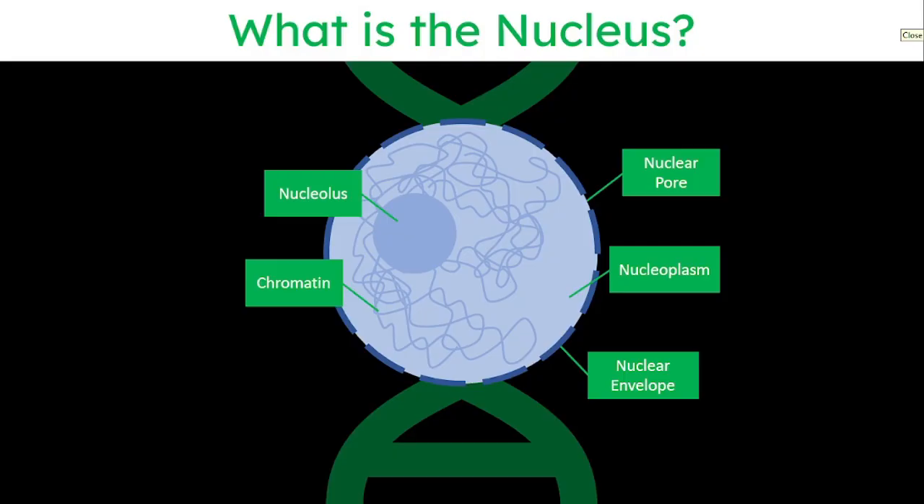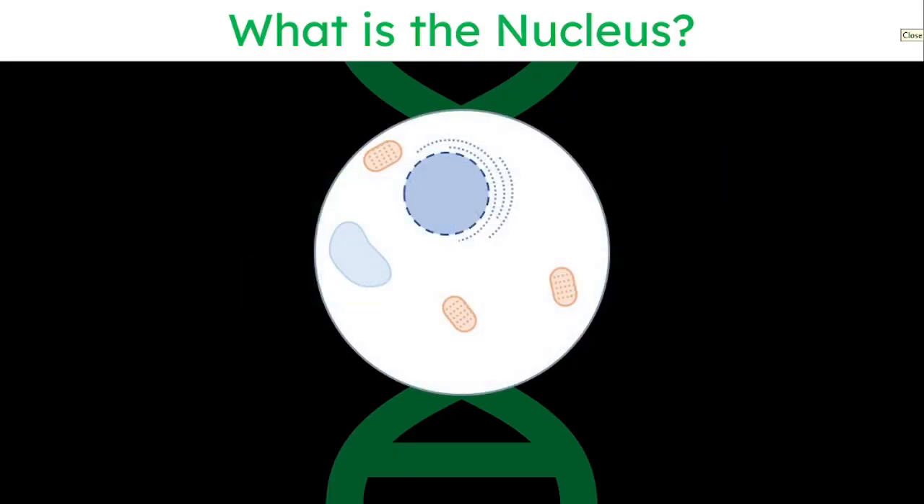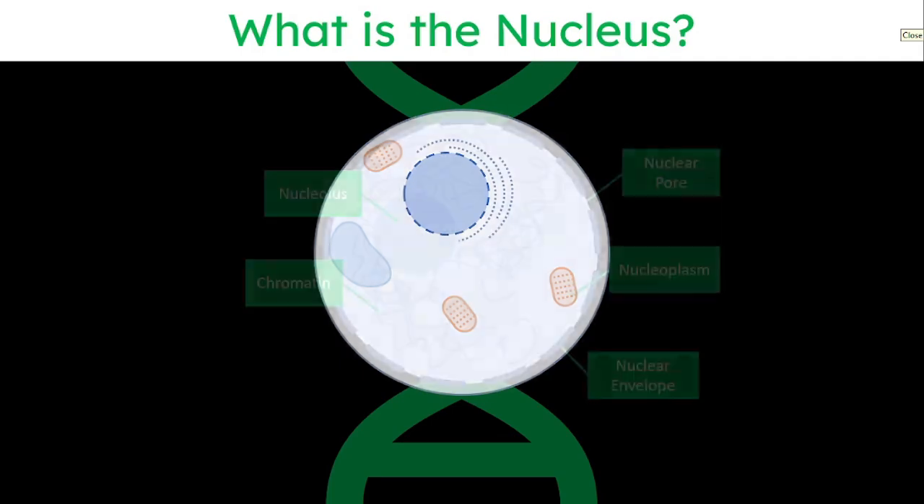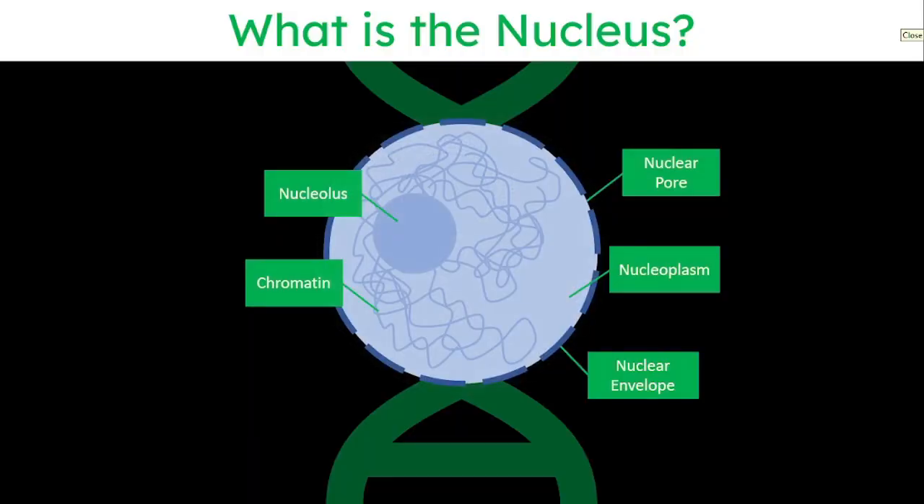Well, if we look into a eukaryotic cell, we can see there are ribosomes. Well, the nucleolus makes the ribosomes. And lastly, chromatin, which is, you can say, the DNA. It contains the genetic instructions.